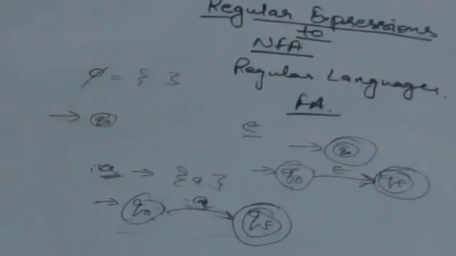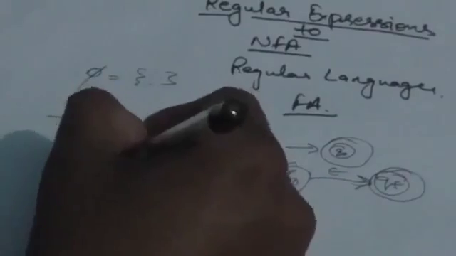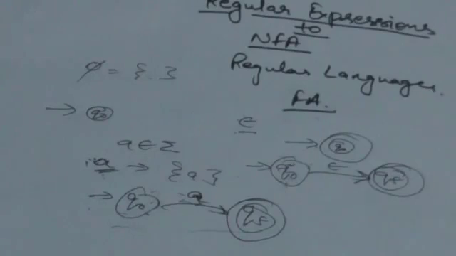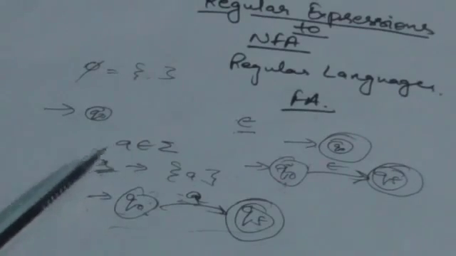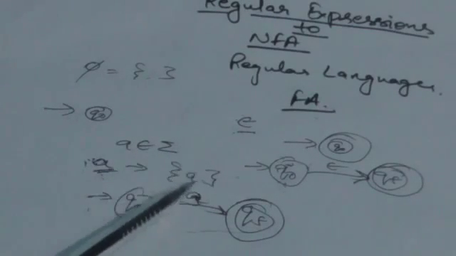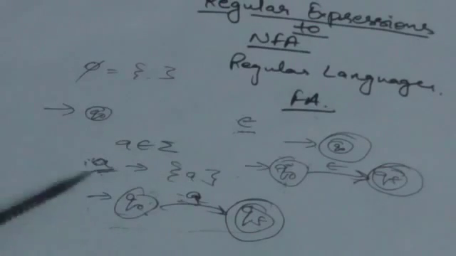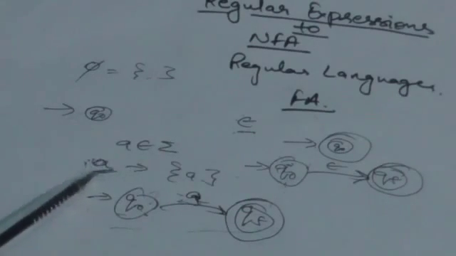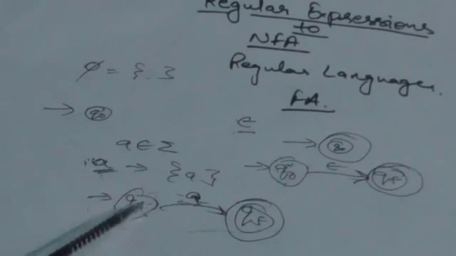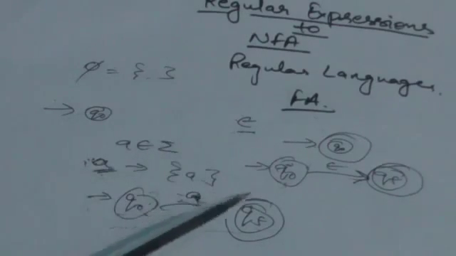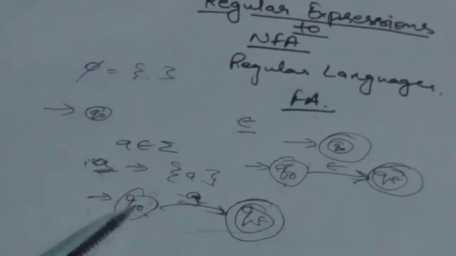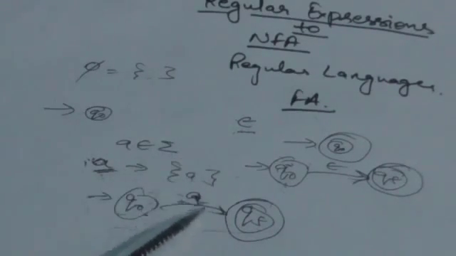If A is any input symbol of any finite automata, that is A belongs to sigma, then A is also a regular expression. Now the regular set corresponding to this regular expression A will have only one element, that is A. Now this is the finite automata corresponding to this regular expression. There is only one transition from initial state to final state which is labeled by A, right? So this finite automata accepts only one element, that is A.